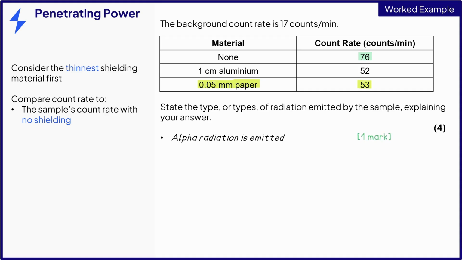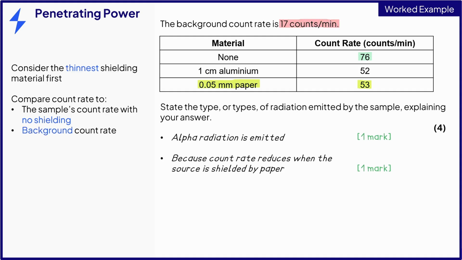Remember, the command words were state and explain, so we need to include our evidence for this. It's because the count rate is lower when paper is introduced. Mark 2. Let's also compare the paper count rate to the background count rate, which is 17 counts per minute. 53 is much higher than 17, so another type of radiation must be passing through the paper.